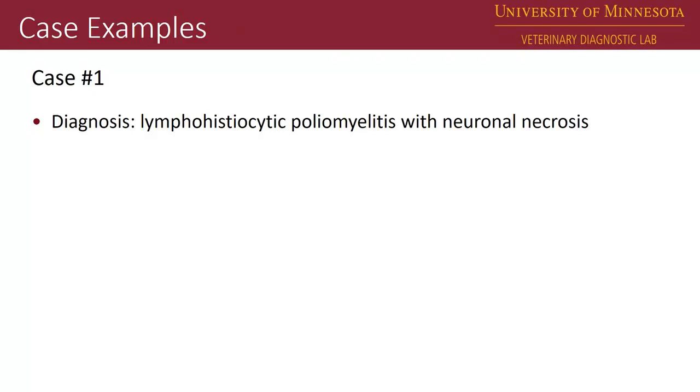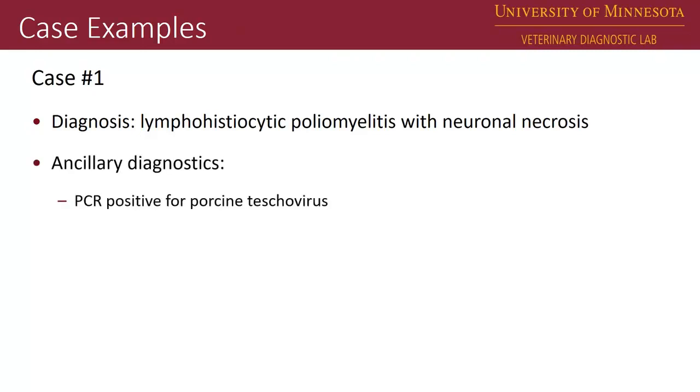And so when you look at the report, it says lymphohistiocytic poliomyelitis with neuronal necrosis. What does that mean, right? It doesn't mean a whole lot. It's pretty non-specific, and so you need to go for ancillary diagnostics. In this particular case, we got PCR positive for porcine teschovirus on both of those spinal cords. And this would be kind of our classical spinal cord disease in pigs.